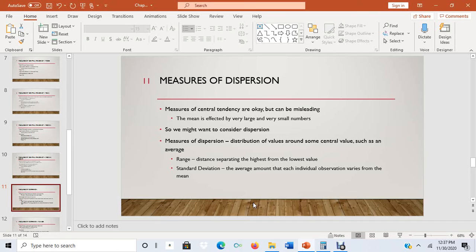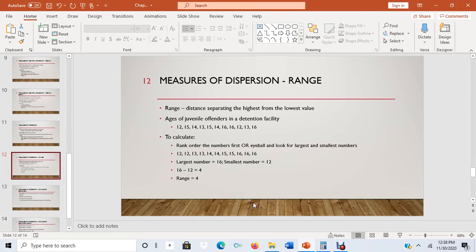The two major measures of dispersion are the range and the standard deviation. The range is simply the distance that separates the highest value from the lowest value. And the standard deviation is the amount of variation about the mean itself, or the average amount that each individual observation varies from the mean. I'll provide some examples of this in just a second.